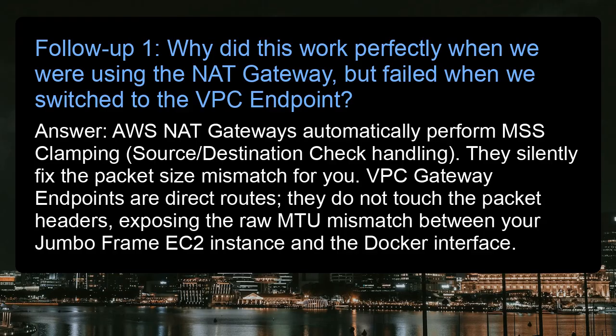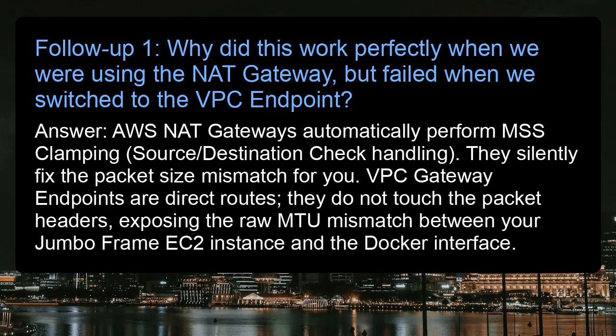Follow-up 1. Why did this work perfectly when we were using the NAT gateway, but failed when we switched to the VPC endpoint? Answer: AWS NAT gateways automatically perform MSS clamping. They silently fix the packet size mismatch for you.